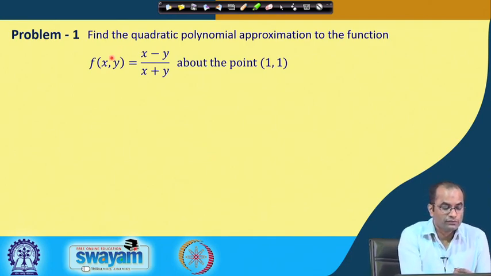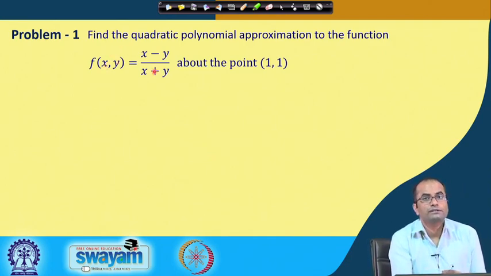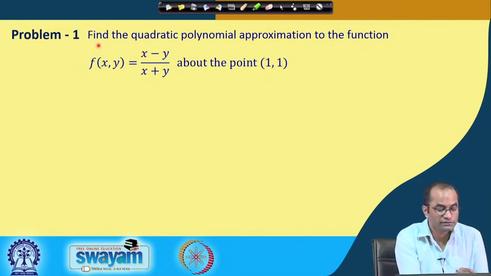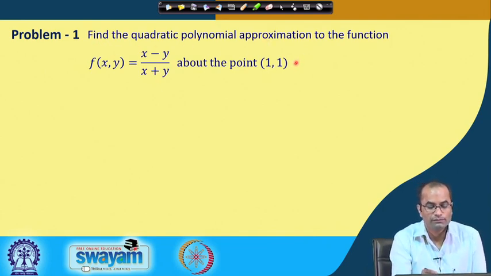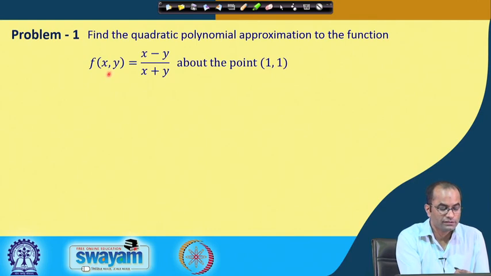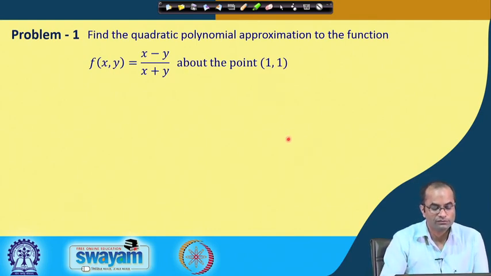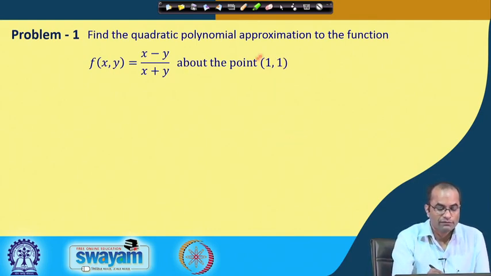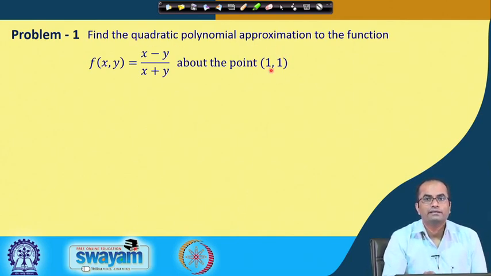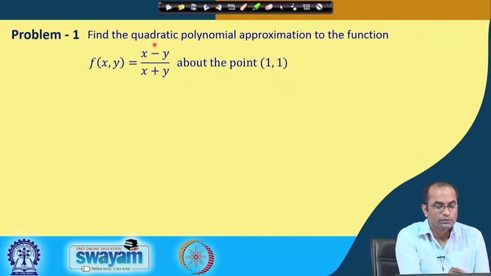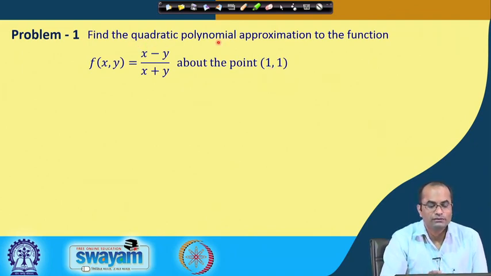So, we have now some problems based on this Taylor's expansion. The first one is: find the quadratic polynomial approximation of the function f x y is equal to x minus y over x plus y, around the point 1 1. So we are not writing the whole Taylor's theorem, but only the quadratic polynomial term that approximates it.